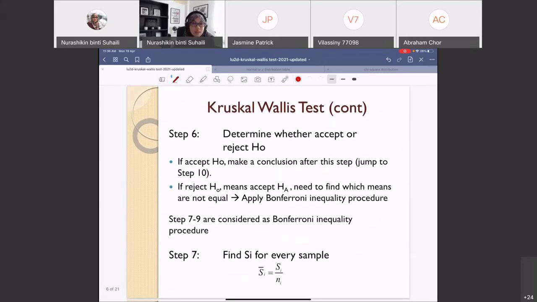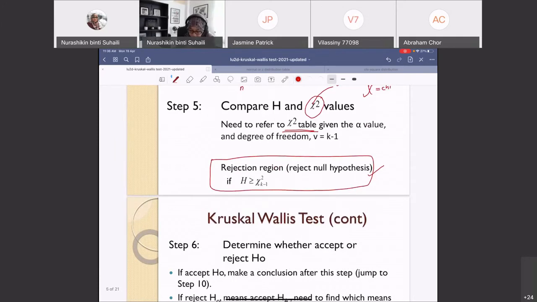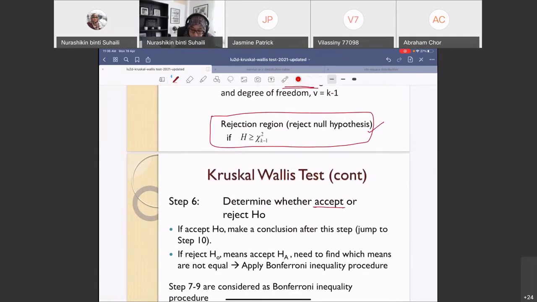Now, this test is a bit longer than the Mann-Whitney test because the number of samples is higher, more than 2. So what does it mean? If the decision is to accept the null hypothesis, let's say we have 3 samples, the null hypothesis says that mu A is equal to mu B equal to mu C, right? So if we accept the null hypothesis, life will actually be simpler in this test because you don't have to proceed with the following step.